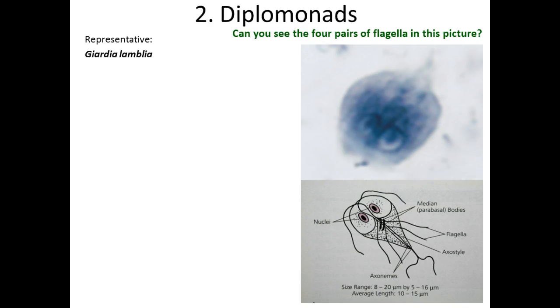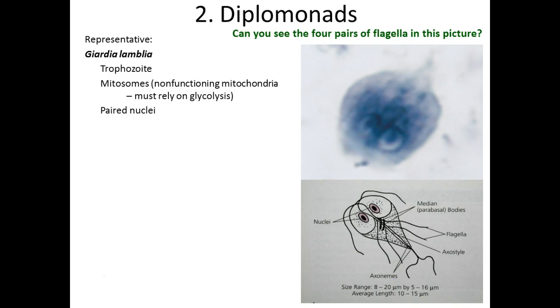All right, so here's a drawing that shows you the better details of these cute little guys. So there's a trophozoite. As you can imagine, even on the internet, it's hard to find good pictures. I got a few up on that poster that one of my students made. So the mitosomes, non-functioning mitochondria, they just rely on glycolysis. They have the paired nuclei, which kind of look like eyes, which is cool. The flagella, which they actually have 4 pairs of, so 8 total. They have 2 medial bodies.